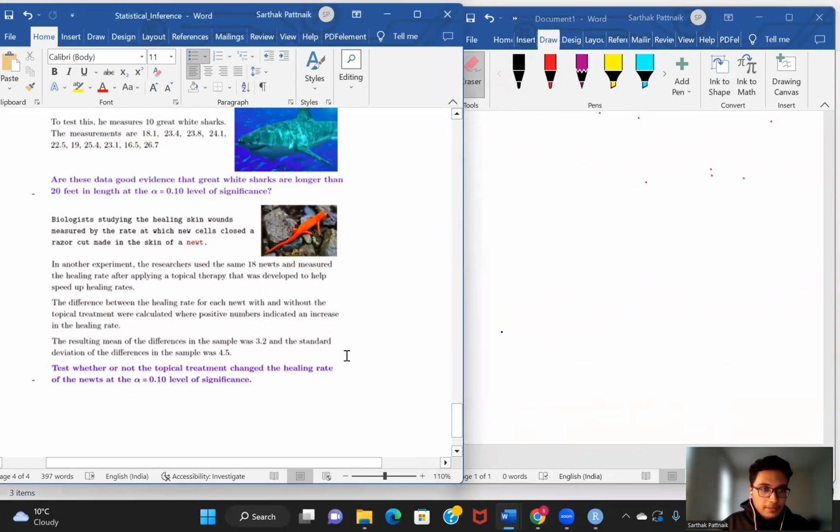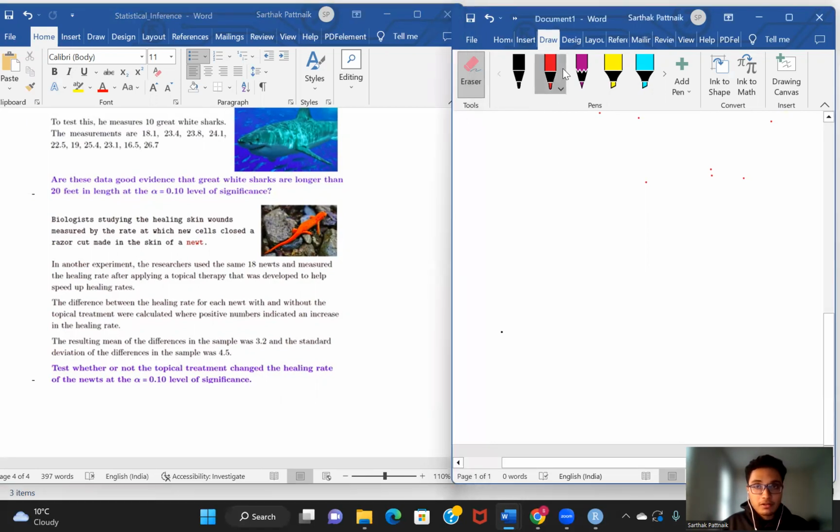Now, coming to the next question, biologists studying the healing of skin wounds measured the rate at which new cells closed a razor cut made in the skin of a newt. In another experiment, the researchers used the same 18 newts and measured the healing rate after applying a topical therapy that was developed to help speed up healing rates. The difference between the healing rate for each newt with and without the topical treatment was calculated, where positive numbers indicated an increase in the healing rate. The resulting mean of the differences in the sample was 3.2. Mean sample difference was 3.2 and standard deviation of the differences in the sample was 4.5. Let us write these values down.